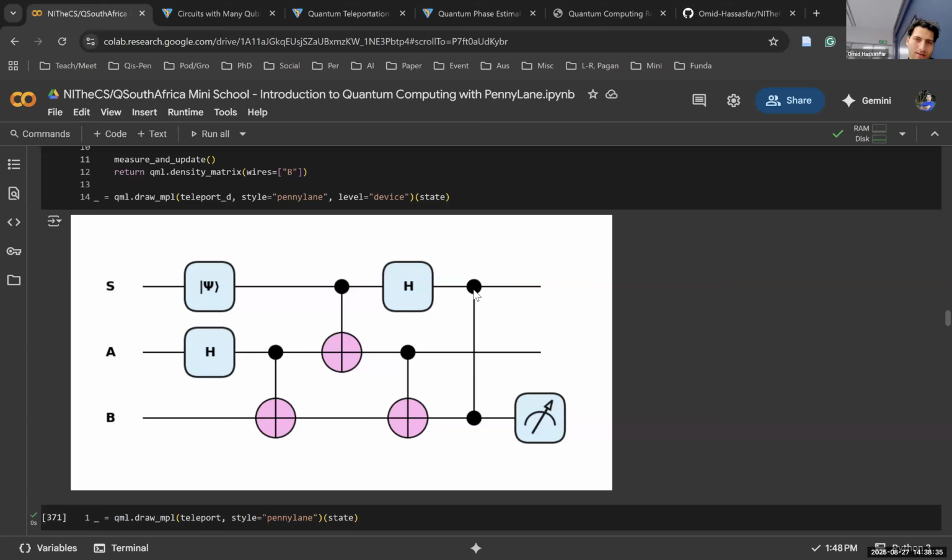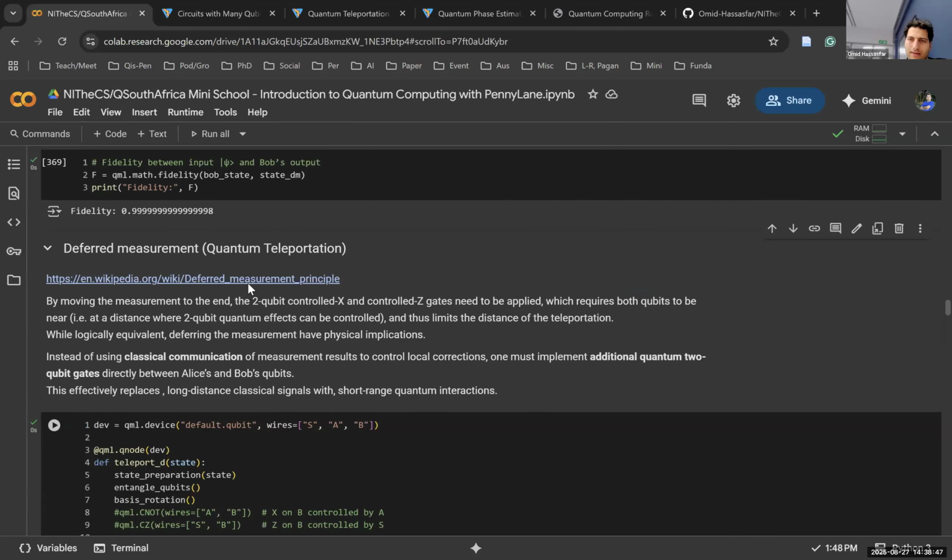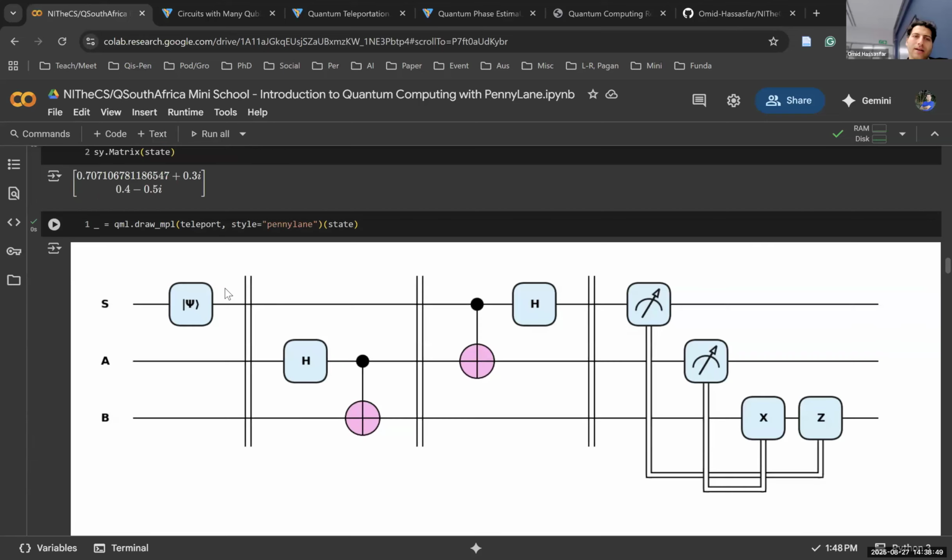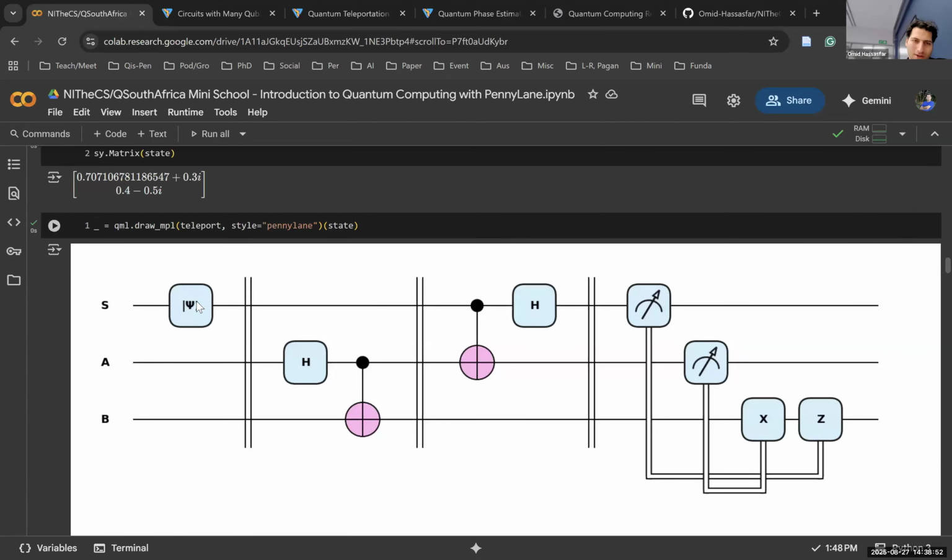But the source and also Alice's qubit need to be close to Bob's qubit. Okay, but by the way, the point was to teleport this qubit by measuring it. Measuring it means destroying this qubit here because it will collapse to 0 or 1, and then creating this qubit here in Bob's part. Okay.